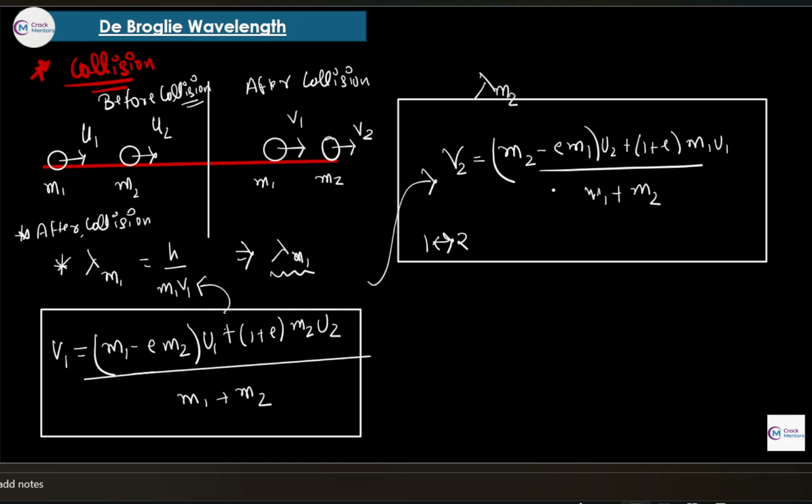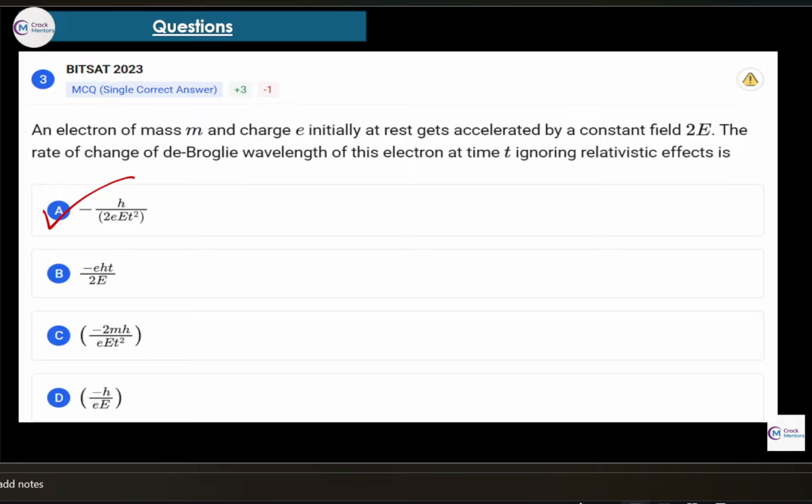And if you want to find out for the mass M2, then wherever the number 1 is present, replace it by 2. Like here we are having 1, replace by 2. Here we are having 2, replace by 1. You can do it like this. I'm hoping that you are getting my point. And on the basis of that, I'm explaining some questions to you.